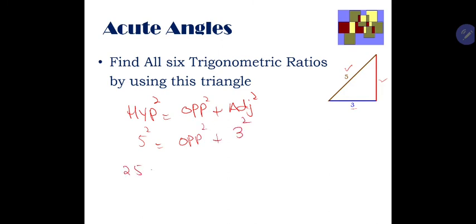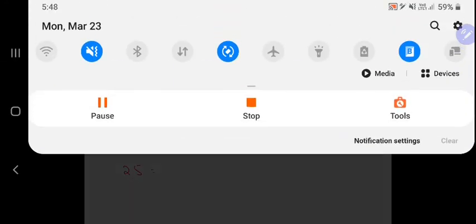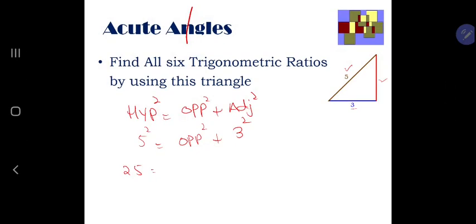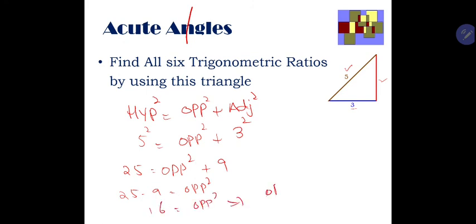So 25 equals opposite square plus 9, and now we need to move that 9 to the other side. So 25 minus 9 equals opposite square. This is 16 equals opposite square. That gives us opposite to be 4. Once again, please do not confuse yourself. When you take the square root of both sides, the answer for opposite cannot be plus and minus, because the length cannot be negative. So opposite is 4 here.